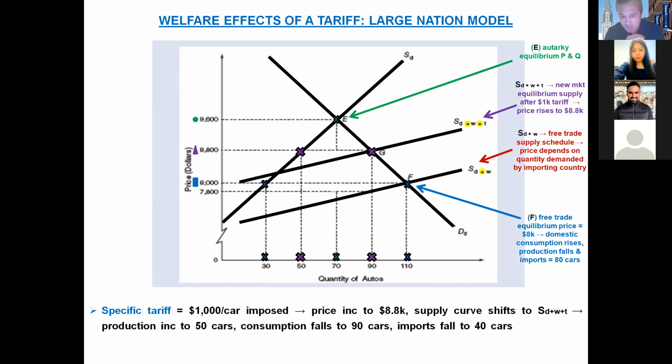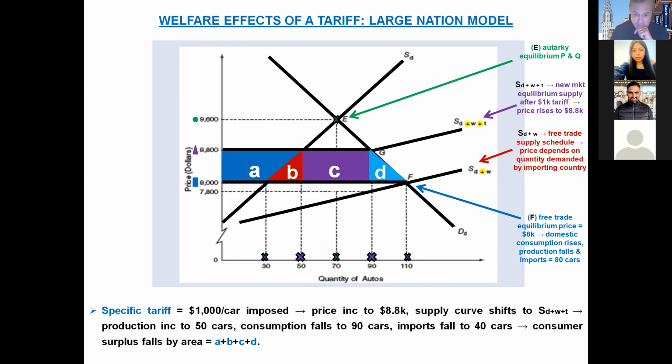What do you think? In other words, the price was 8,000 under free trade. I think it was 10%. So that's why it went to 8,800 instead of 9,000. Okay, well, let's take a look first at our welfare effects.